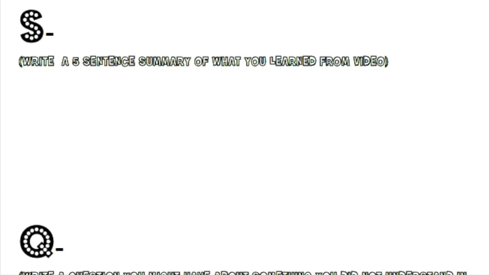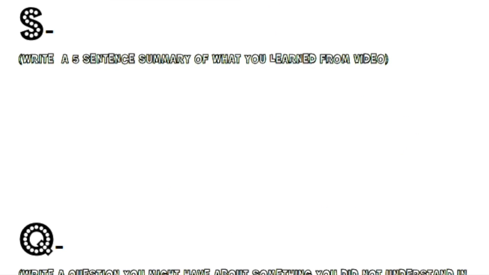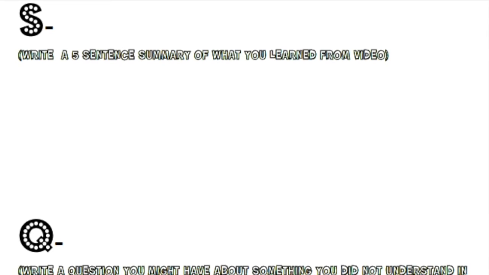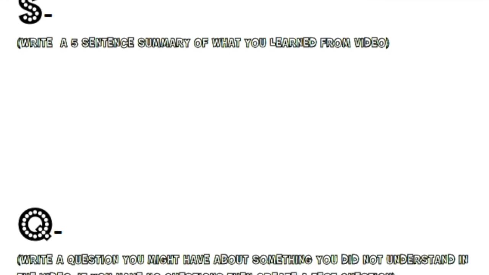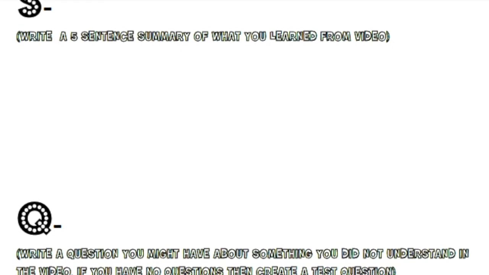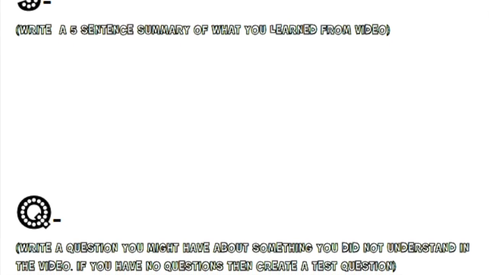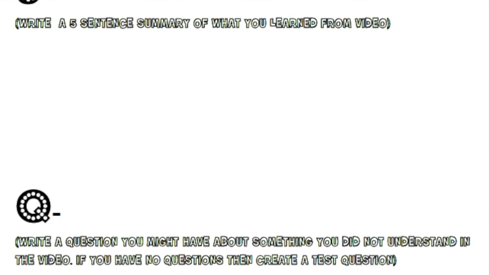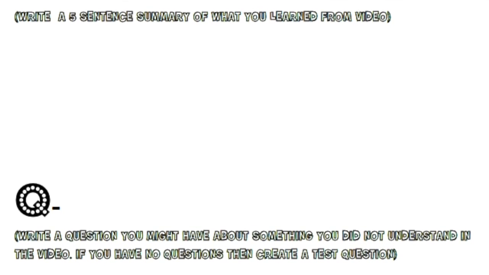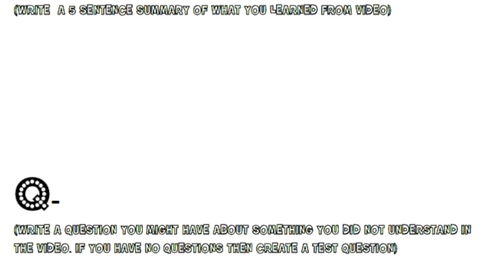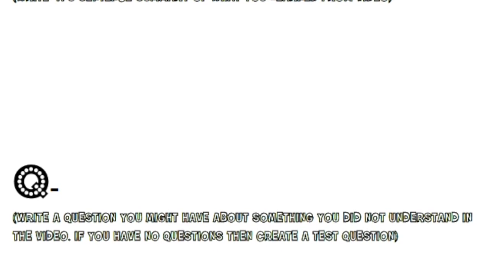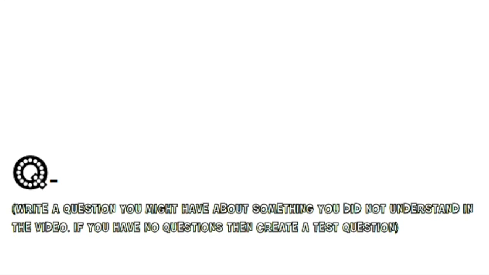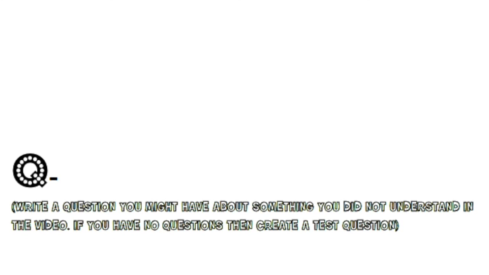Be sure to fill out the rest of your WISC worksheet now that you've watched this video. In the S section, write a 5-sentence summary of the most important information you have learned. Please feel free to go back and watch the video again if necessary. When you're done, in the Q section, write a question you still have about something about prepositions. If you have no questions, create a test question for your classmates. Be sure to have your assignment done on time and turn it in by the due date.